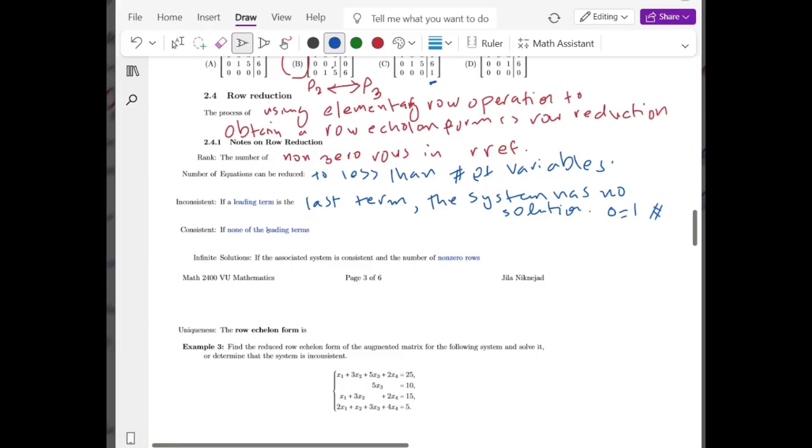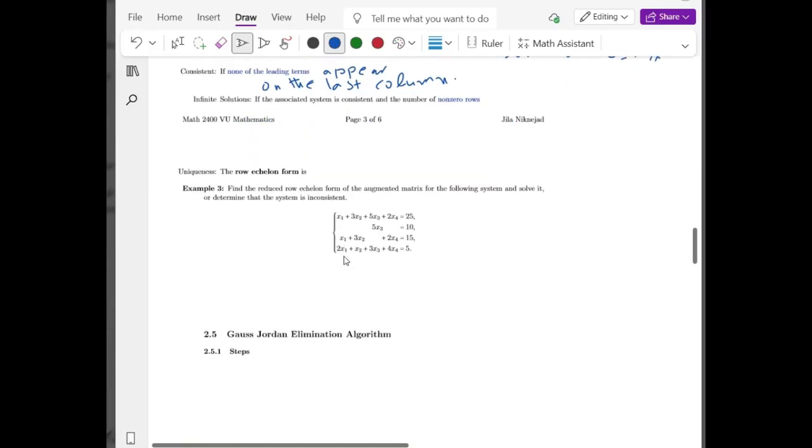If none of the leading terms appear in the last column, then the system is consistent, because then you can solve for all the variables. So in terms of uniqueness, row echelon form is not unique, but reduced row echelon form is unique.